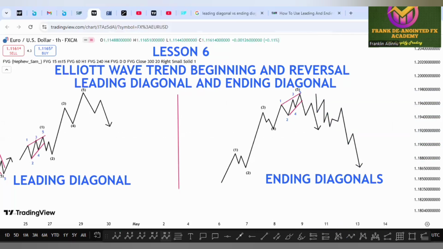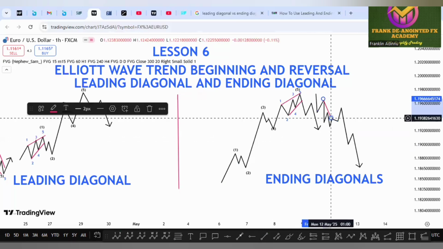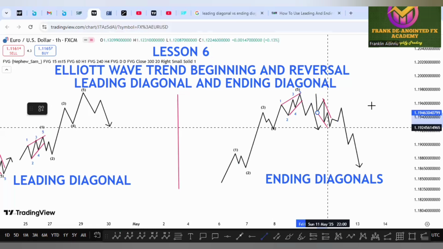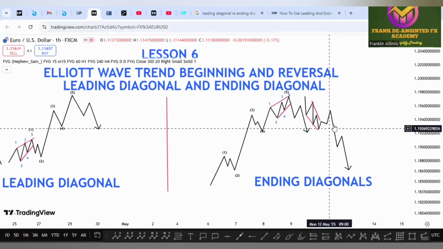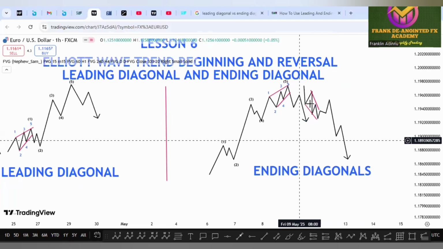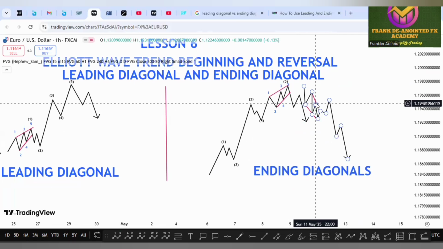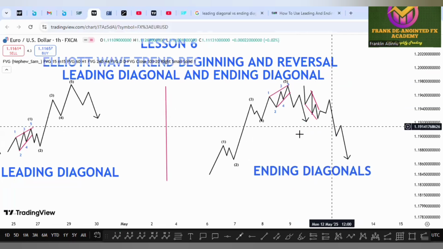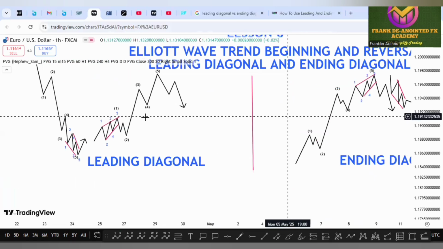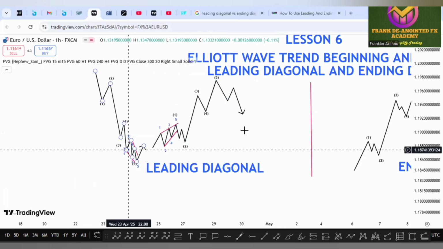Bearish scenario. Let's paint it the way everyone can understand. I hope you get it now. You see this thing. This is a leading diagonal in a bearish market. This is an ending diagonal in a bullish market. This is a leading diagonal in a bullish market. This is an ending diagonal in a bearish market.